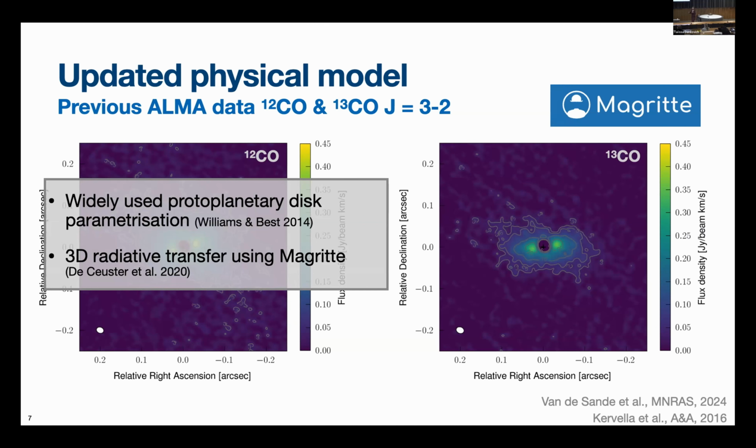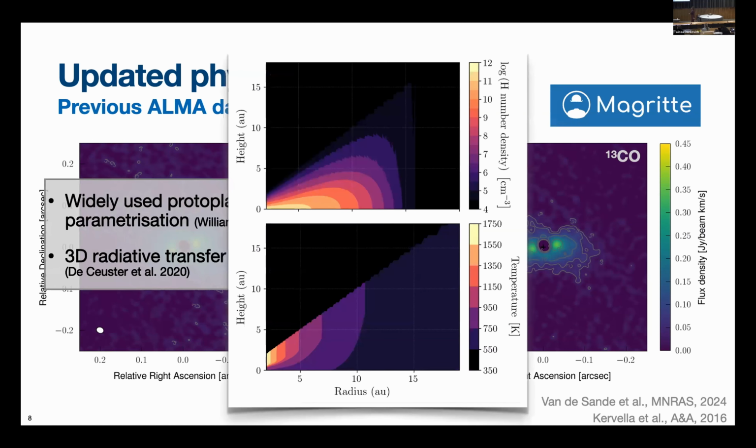So after a while, we finally got this structure for the disk. At the top, you have the density, and at the bottom, you have the temperature. So it's quite a small disk, about 10 AU in height, and some 15 AU radially. It's small, but not too small compared to protoplanetary disks, but it's especially very warm.